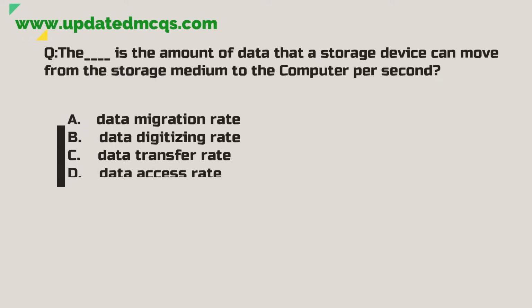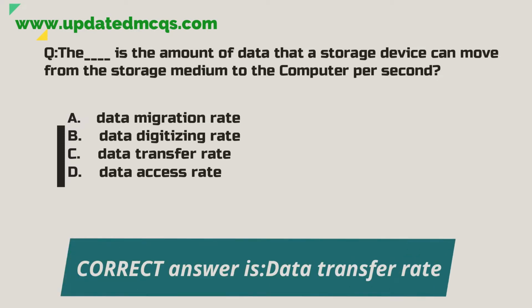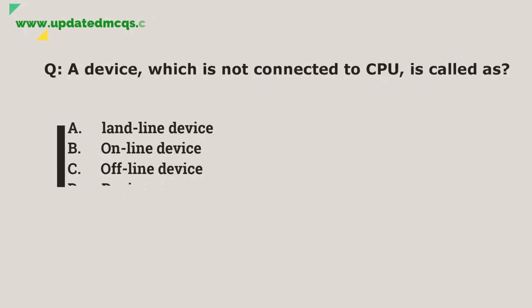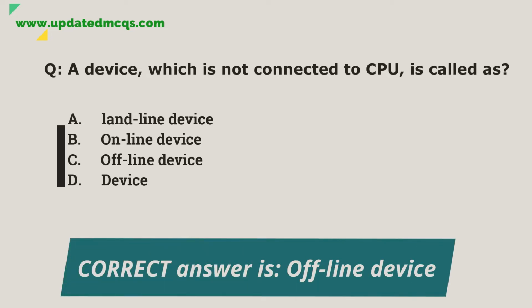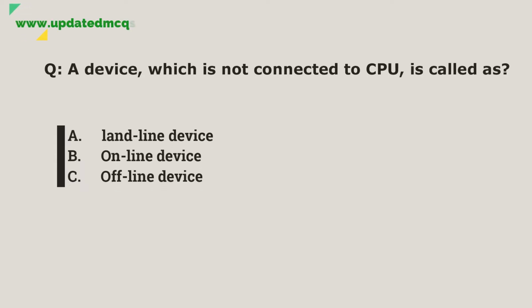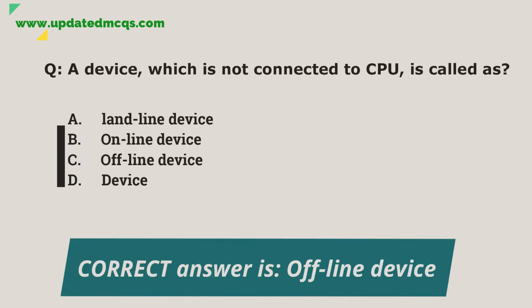The dash is the amount of data that a storage device can move from the storage medium to the computer per second. Data transfer rate. A device which is not connected to CPU is called an offline device.